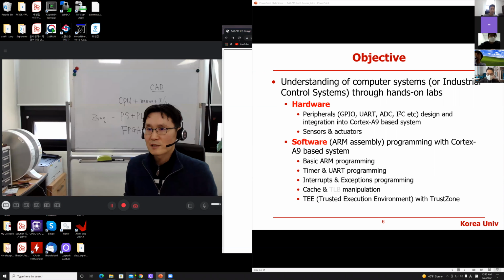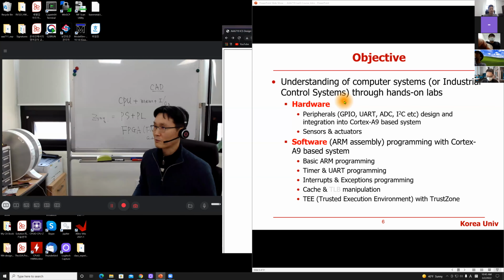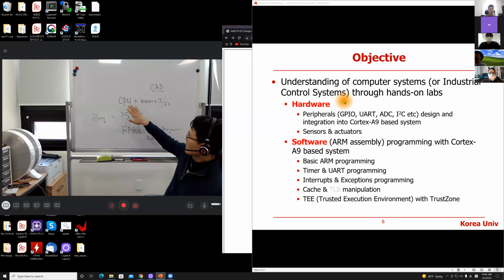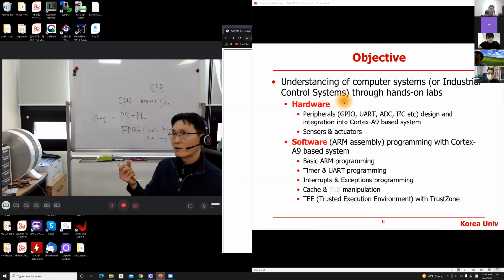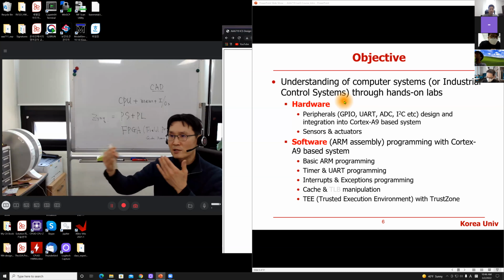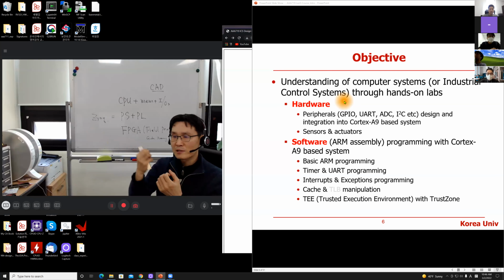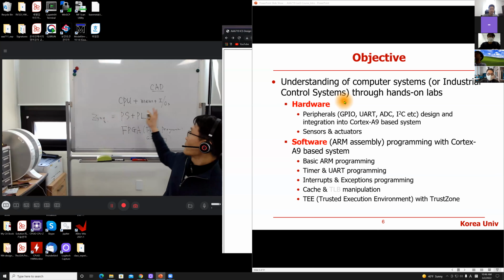Okay, thanks. The objective is that I'd like you to understand the fundamentals and principles of computer systems. Why? Because an industrial control system is nothing but a computer system, one kind of embedded system. What is a computer system, or embedded system, or industrial control system? From the hardware perspective, it has a CPU, memory, and IO devices. Especially in an industrial control system, it takes input from sensors like a light sensor, a pressure sensor, a distance or ultrasonic sensor, and GPS, and drives some actuators to control robot arms and conveyor belts and so on. So, IO devices.